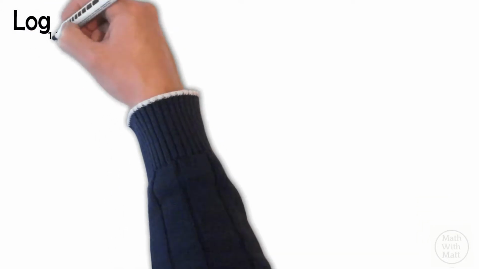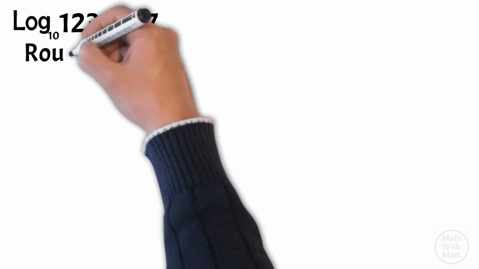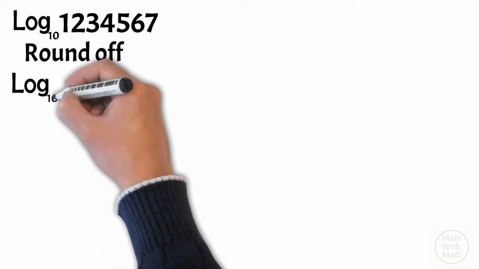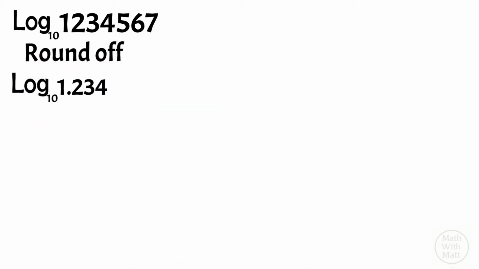The next number we have to convert using log is 1234567. Here the rounding off might go a bit differently. We put the decimal after the first digit, as expected, and to do that, we need to shift the decimal 6 places to the left, and we multiply by 10 to the power 6.